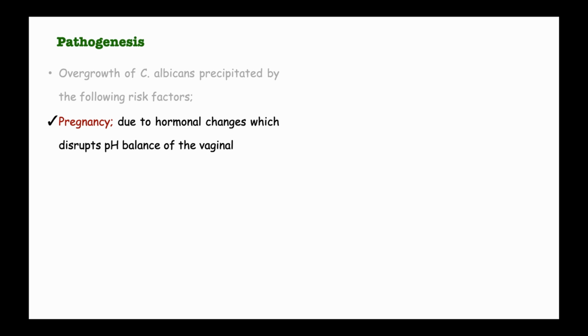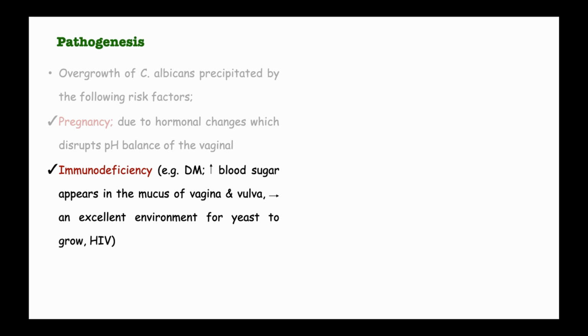Now, if you are pregnant, you stand a higher chance of getting vaginal candidiasis due to the hormonal changes which disrupt the pH balance of the vagina. Also, we see it in patients who are immunodeficient. For example, if you have diabetes mellitus, first of all, the diabetes is causing vaginal candidiasis because it causes immunodeficiency in these patients. But most importantly, as a result of the elevated sugar in the blood of these patients, we also find such elevated sugar in the vaginal mucus. And so it serves as an excellent environment for the yeast to grow.